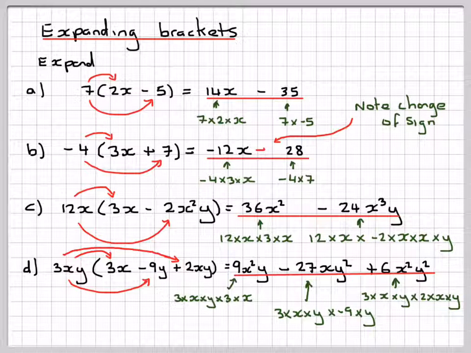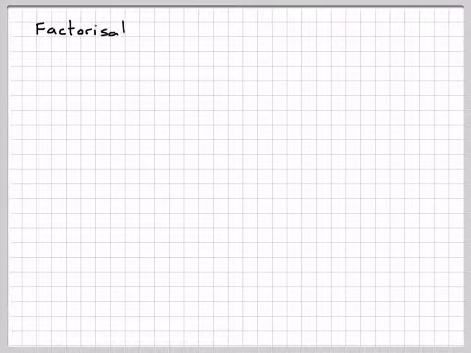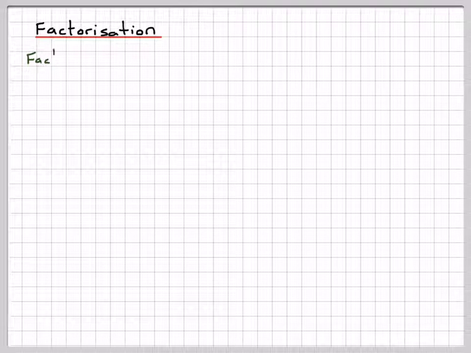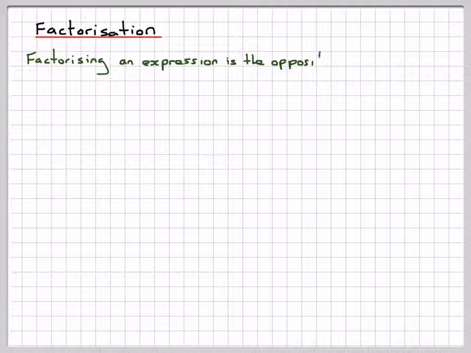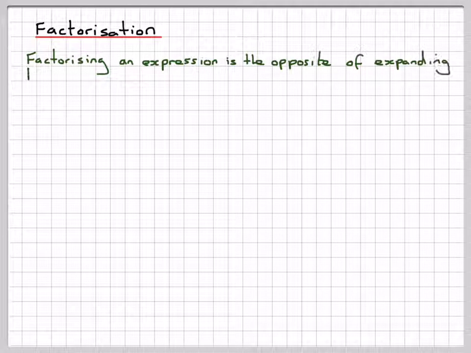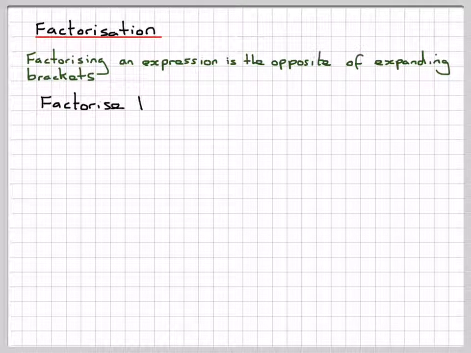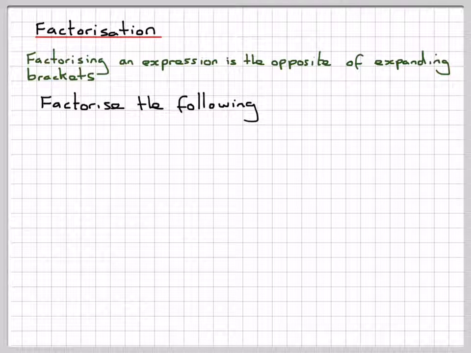Because the opposite process of expanding brackets is factorisation. And this often causes a lot of difficulty. So let's start with a very simple example. Factorisation is the opposite of expanding brackets. So factorise the following. I've got A, 5x plus 45.